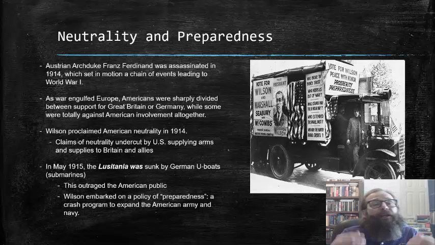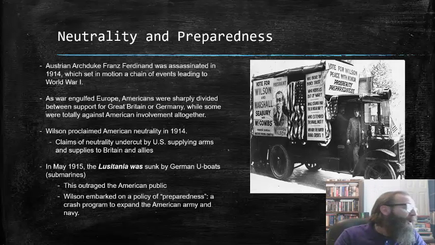Now, as war engulfed Europe, Americans were sharply divided between support for Great Britain and its allies, or Germany and its allies. Remember, in the 19th century, there were significant numbers of German immigrants into the United States. So by the early 20th century, there was significant sympathy among many in the American population, particularly those of German descent, for Germany and its cause in this war.